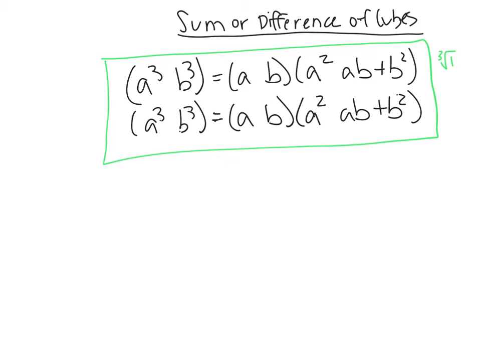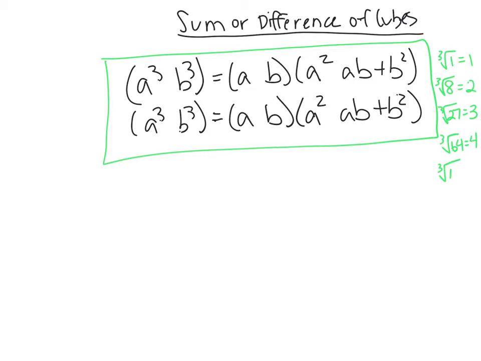So the first perfect cube we know is 1. The cube root of 1 is 1. Second, we have 8. Cube root of 8 is 2. Next we have 27. So the cube root of 27 is 3. Next we have 64. Cube root of 64 is 4.